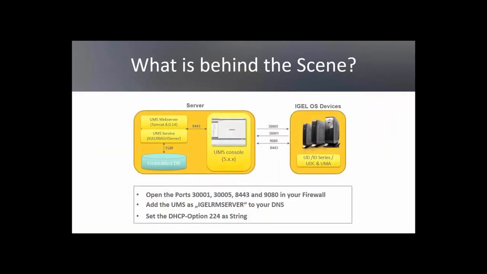I would like to show you how the communication is done. So you need several ports which have to be opened in your firewall, inbound and outbound, or you shut off your Windows firewall. Also, it's a good idea to put a host record A entry in your DNS, which is called igelrmserver, pointing to the UMS IP, or alternatively a DHCP option.